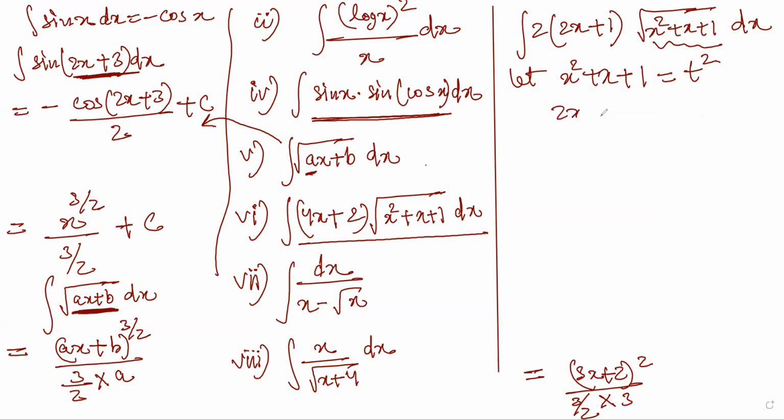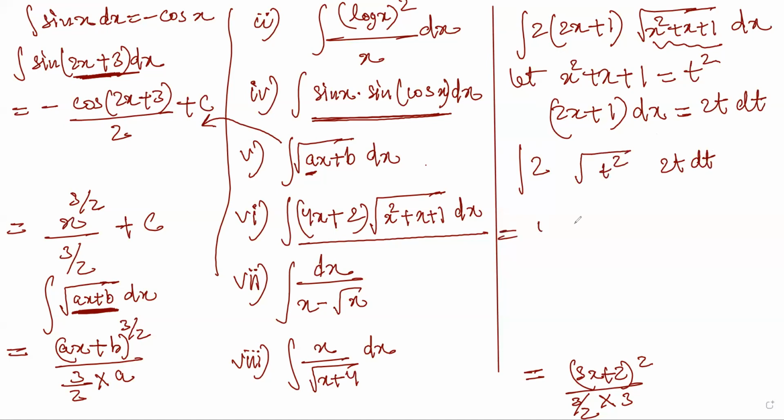So this will become 2x plus 1 into dx is equal to, differentiation of t square is 2t, and then differentiation of t is dt, dt by dx. dx I have already taken from this side. So this will become 2 into 2x plus 1 dx is dt, sorry, 2t dt. And this x square plus x plus 1 is root over t square. This is 4 times t square dt, which would become 4 by 3 t cube plus c, which will be 4 by 3.